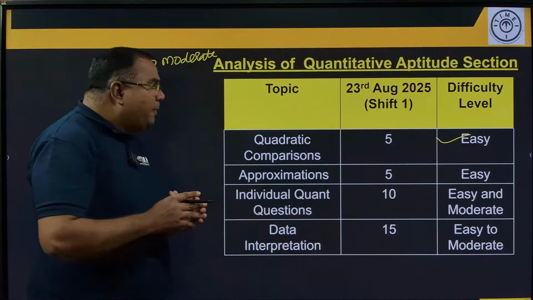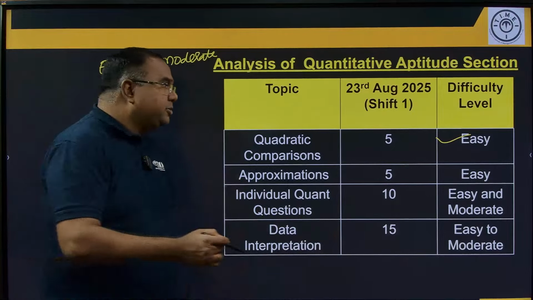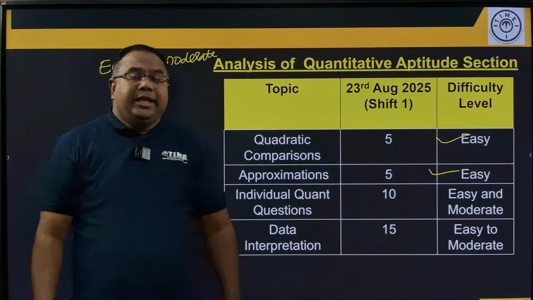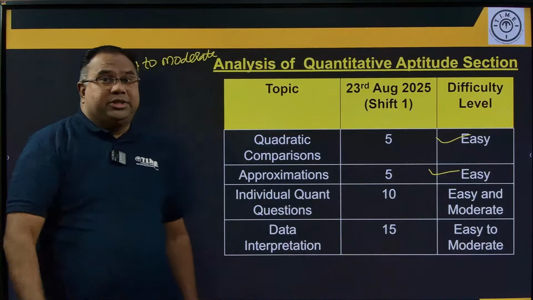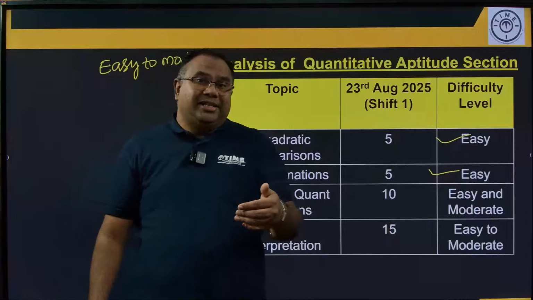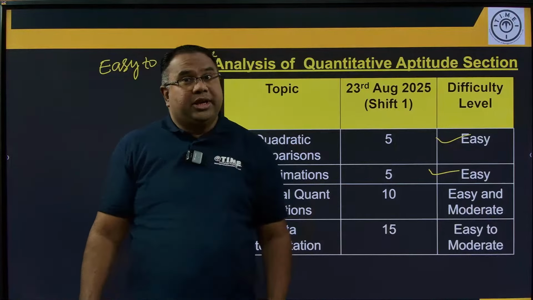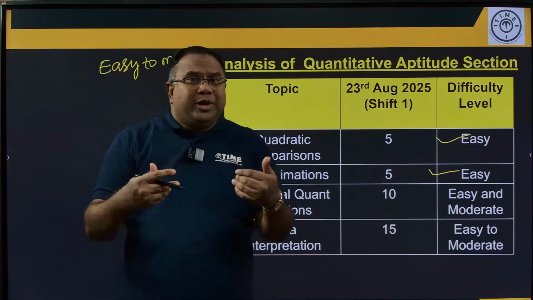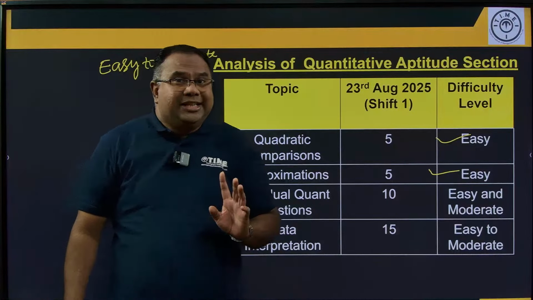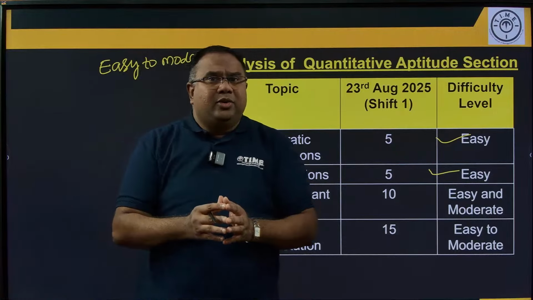Then we have approximations: straightforward, simple, direct approximations, 5 questions. These were easy to solve. Then we have individual quant questions. That means questions on simple equations, profit and loss, partnership. There were 2 questions on time and distance and 1 question on boats and streams. Whatever students were able to recollect, we are telling you that. Then we have 1 question on ages, right? And 1 question on mensuration. All put together, 10 questions.